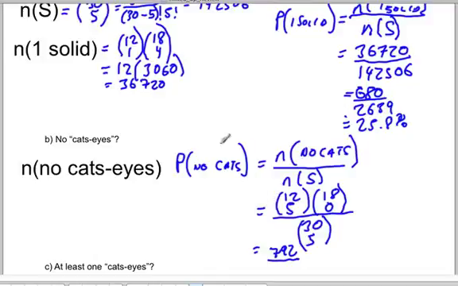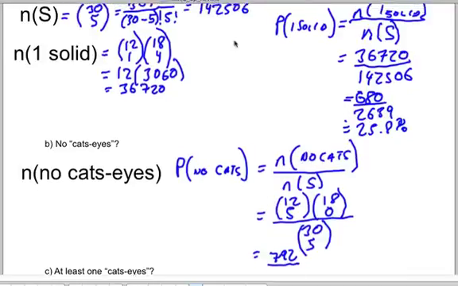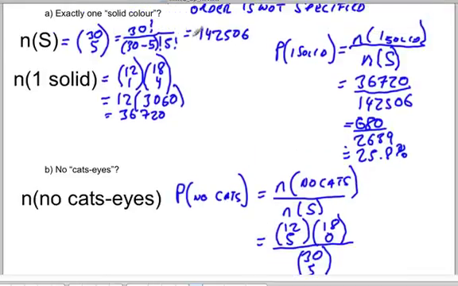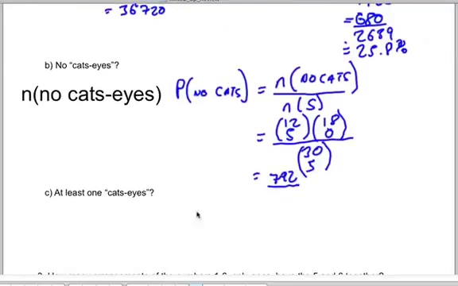And from above, the number of ways we can draw 5 marbles out of a bag of 30 is 142,506. And this reduces to 44 over 7,917.